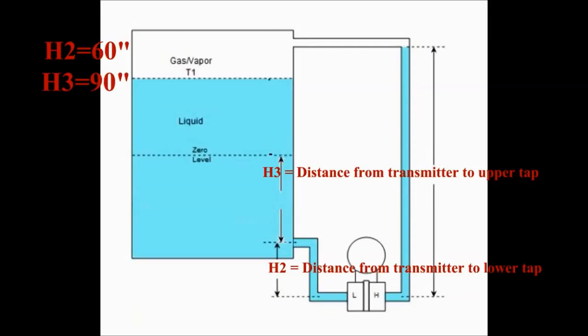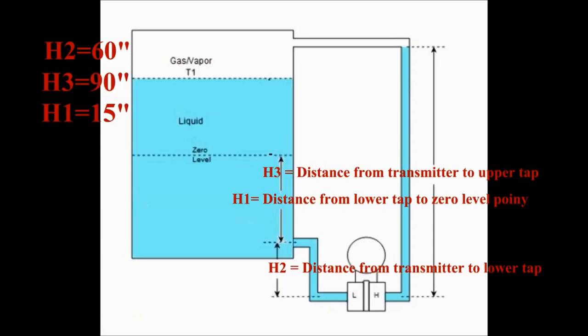The distance from the lower tap to the zero level measurement. This will be referred to as the H1 measurement. Typically, in a drum level application, this is the midpoint of the drum. For this demonstration, the H1 distance is 15 inches.